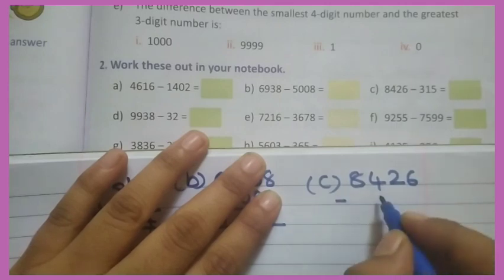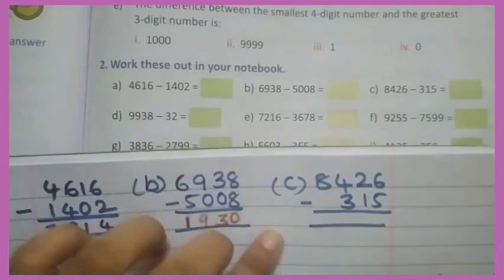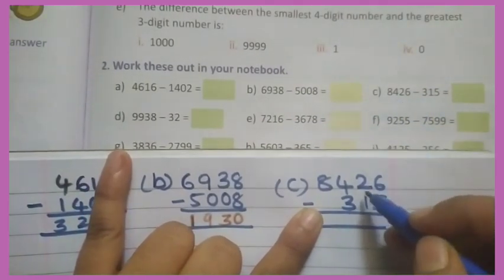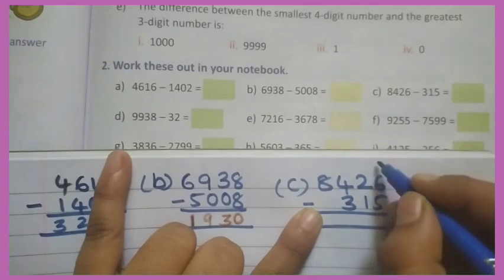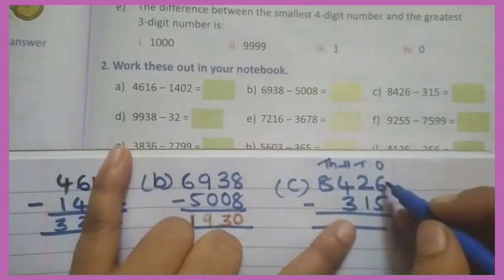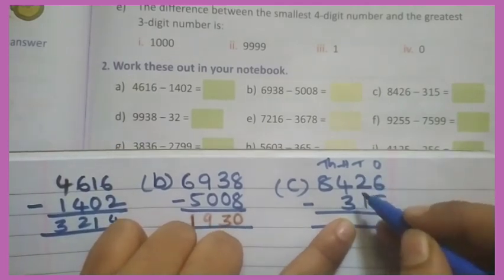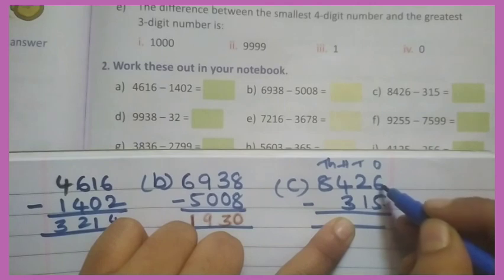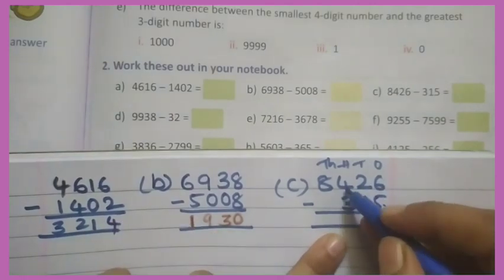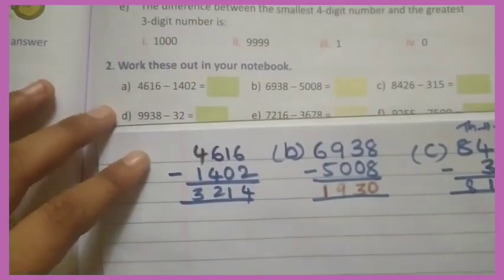Let's see. 8426 minus 315. It is also very easy. When you are writing subtraction, you have to write by their places. Okay, according to their places you have to write. Ones place under ones place, tens under tens, hundreds under hundreds. Okay, 6 minus 5, 1. 2 minus 1, 1. 4 minus 3, 1. 8 will be 8.